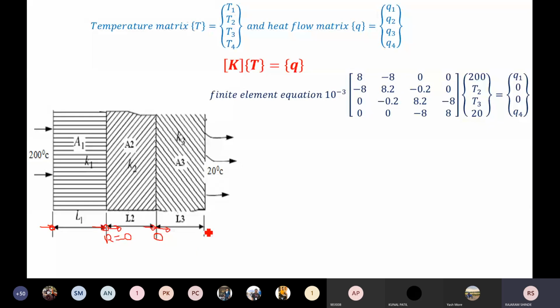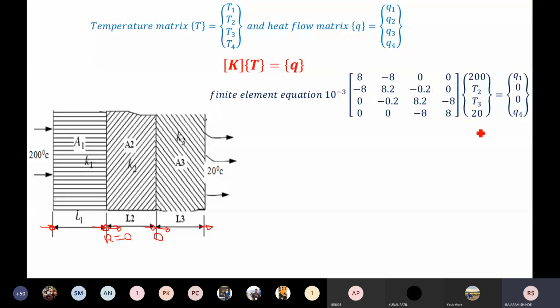But at node number 4, what happens? The heat coming from this is rejected from this wall, or from that node. That is heat rejected from this node. Do you agree with this? So at this location there is heat rejection, and at this location heat addition. Therefore, Q1 and Q4 are non-zero, and Q2 and Q3 are 0. Have you got it? Yes, I got it. Now you will get this finite element equation, and now you have to solve it.